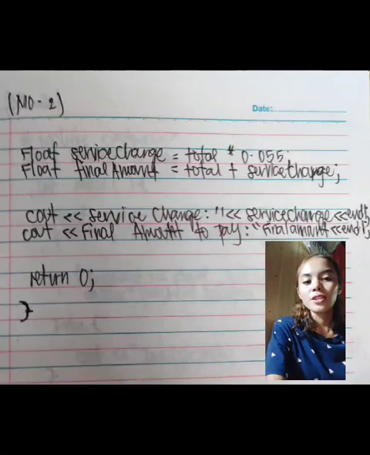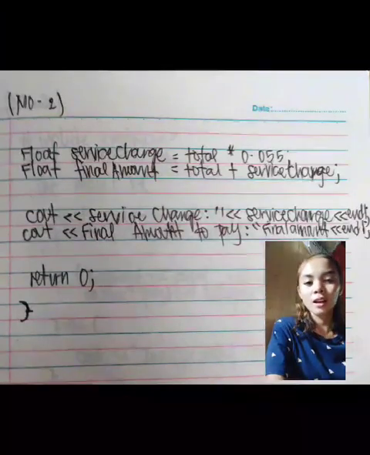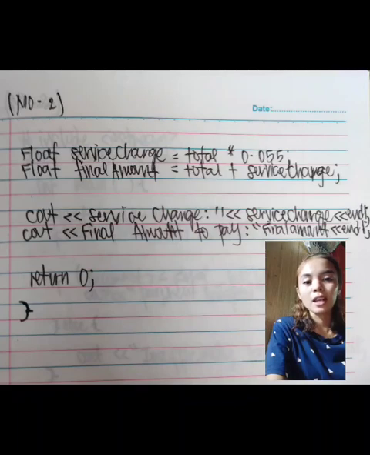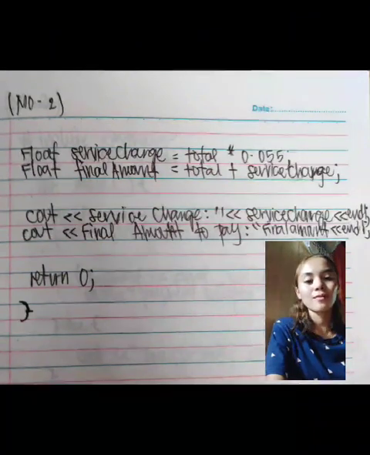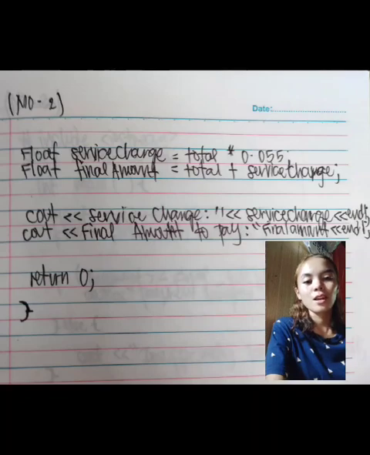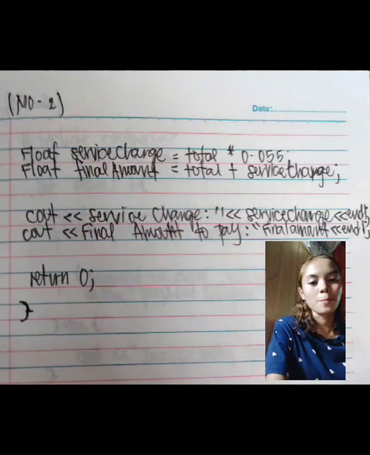Service charge. This variable stores the calculated fee added to the bill. Total * 0.055 uses the multiplication operator. It calculates 5.5% of the original total cost. Example, if total is 100, 100 times 0.055 equals 5.50. Service charge is 5.50.